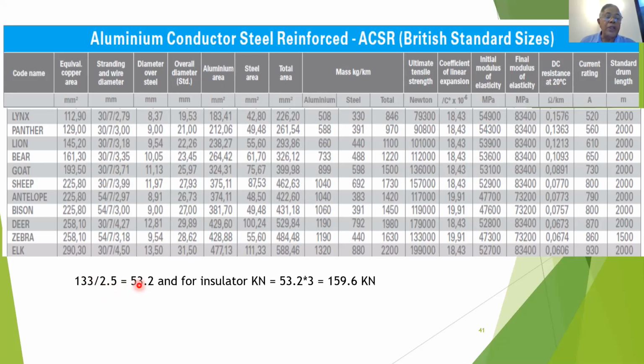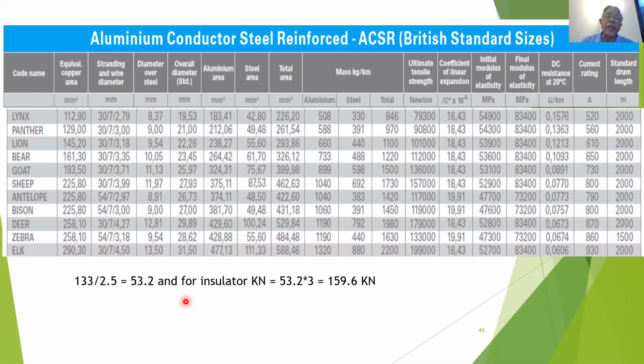Now when this is 53.2, your insulator ultimate tensile strength should be 53.2 into 3, 159.6, that means 160. So you have to use 160 insulators in the tension points, definitely, because your maximum working load of the conductor is 53.2.